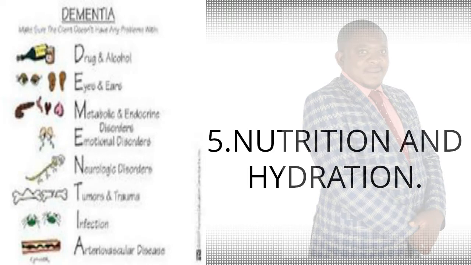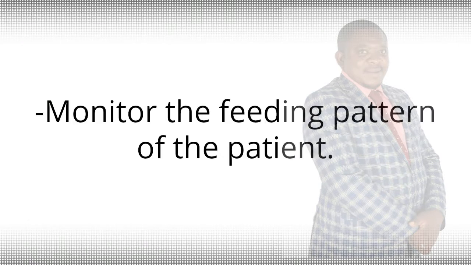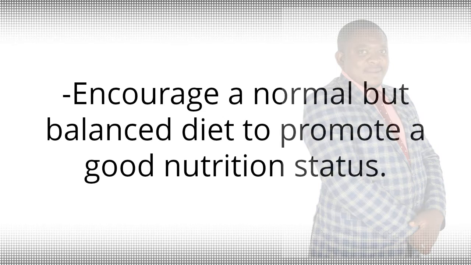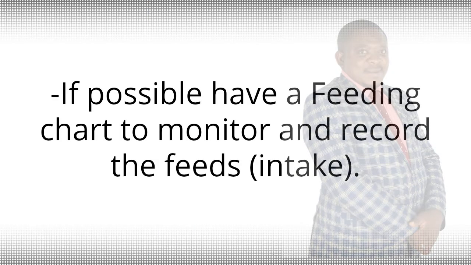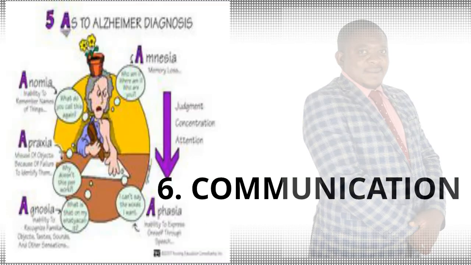5. Nutrition and hydration. Monitor the feeding pattern of the patient. Encourage a normal but balanced diet to promote a good nutrition status. Encourage oral fluids for hydration. If possible, have a feeding chart to monitor and record the feeds intake.